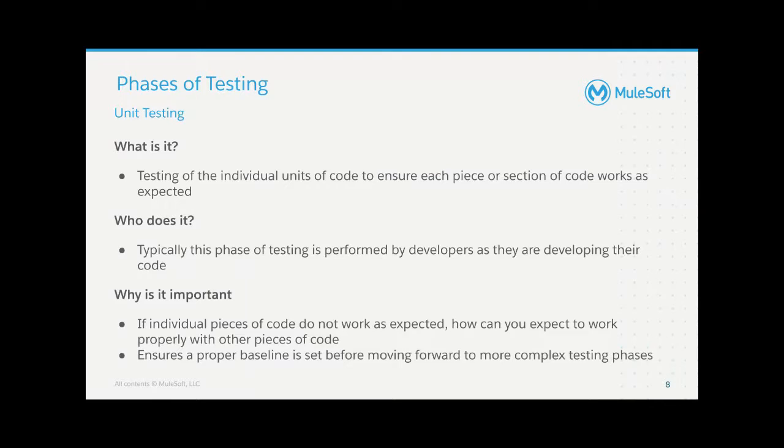So unit testing. The first phase, what is unit testing? As we said, it's testing the individual units of code, making sure that every piece of code or every function actually does what it is meant to do, and it works as expected. Who usually does this type of testing? This type of testing is usually performed by developers while they are writing their code. As they receive the requirements, they can identify units, and then they can start coding the unit tests.